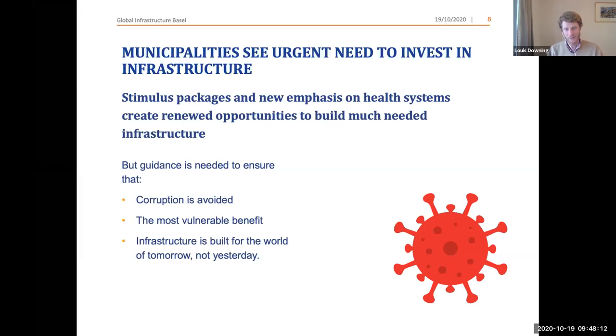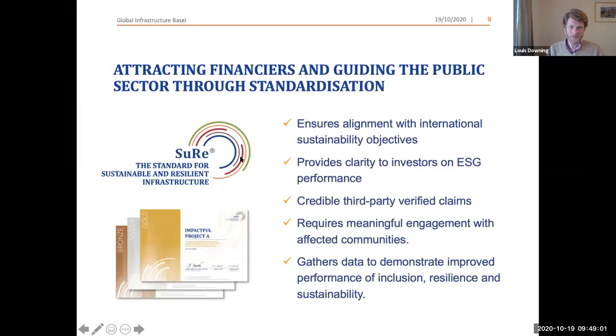So corruption is one. The infrastructure needs to be designed in such a way that the most vulnerable are really benefiting from it. And the infrastructure needs to be built for the world of tomorrow, not the world of yesterday. And we know that in the vast majority of locations, building regulations are still based on the last 100 or 200 years of data, and they're not considering how drastically the world of tomorrow, the world of the next 100 years, which is the lifetime of a lot of the assets that we're building, will be so very different. So this is what we need. So what are we doing about it?